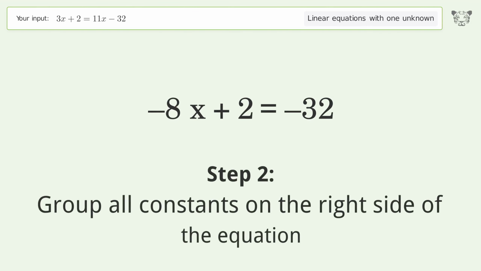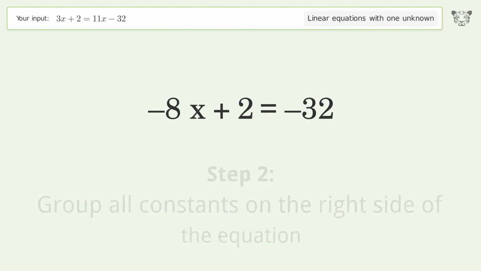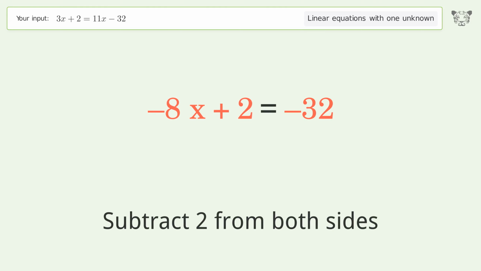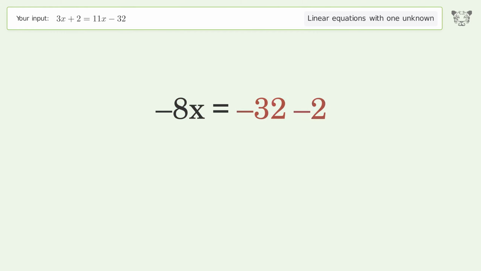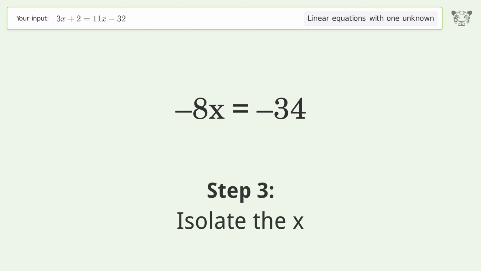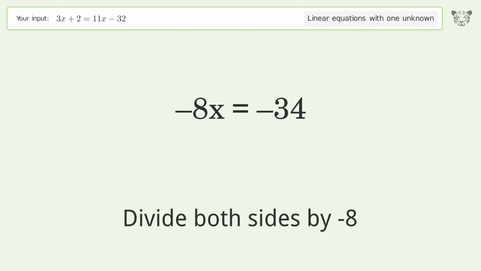Group all constants on the right side of the equation. Subtract 2 from both sides. Simplify the arithmetic. Isolate the x. Divide both sides by -8.